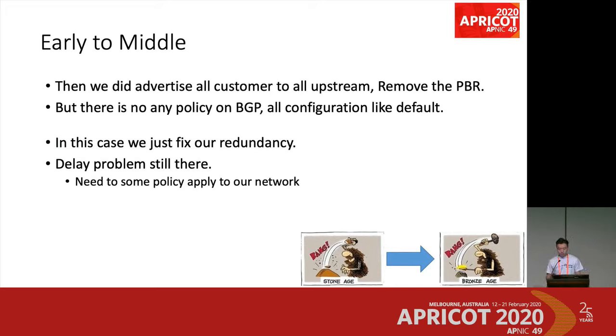Then we expanded our gateways and also installed some CDN in our network. Then we advertised all customers to all gateways, and we removed the PBRs. But in this case, we only fixed our redundancy and PBR issues. The high delay problem was still there, because our BGP configuration was like a default. We needed to apply some policy to our BGP configuration.